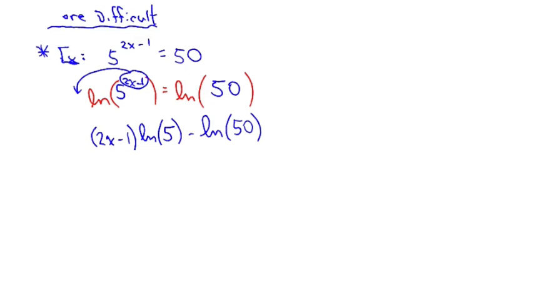Set it equal to 0. Just 5? With ln. The ln too. You can't separate the ln and the 5. They're locked together like square root of 5. So you divide both sides by ln of 5. And you get 2x minus 1. Don't need the parentheses anymore because the ln of 5 is gone. And on the other side you have ln of 50 divided by ln of 5.